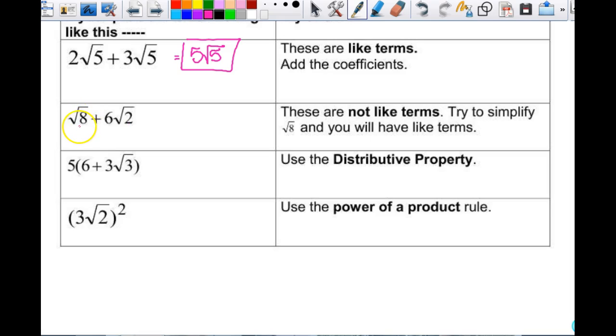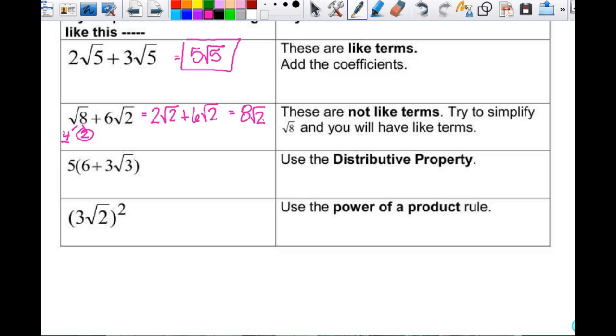So when I take the square root of 8, what is this going to simplify to? 2 square root of 2, this is 4 and 2, right? Hopefully you get to a point where you can just look at 8 and know that you take the square root of 4, so this is going to give me 2 square root of 2 plus 6 square root of 2. So now I have 2 monkeys plus 6 monkeys gives me what? 8 monkeys. Right? 8 square roots of 2.